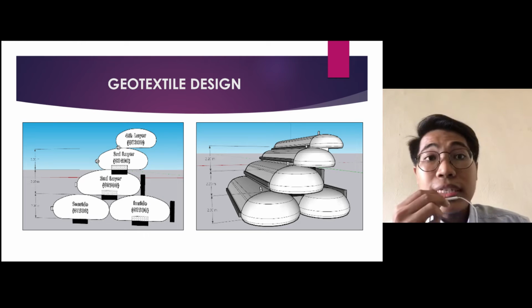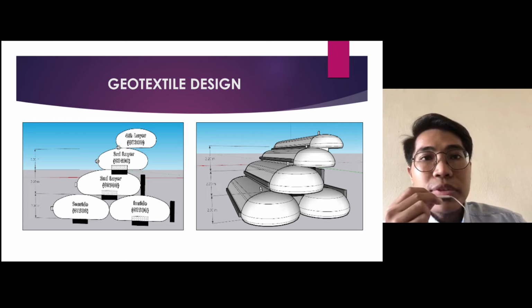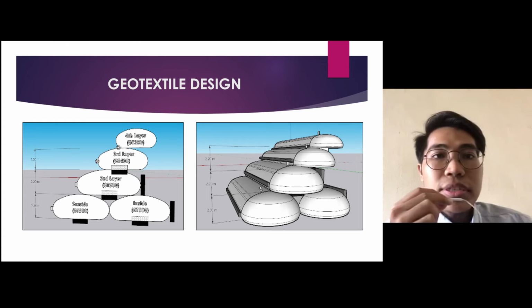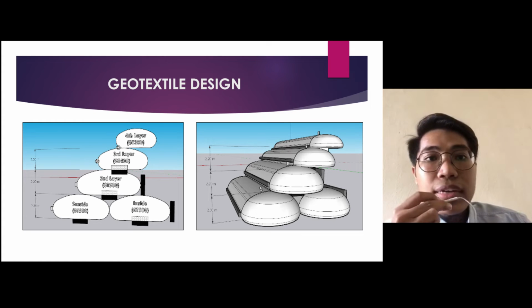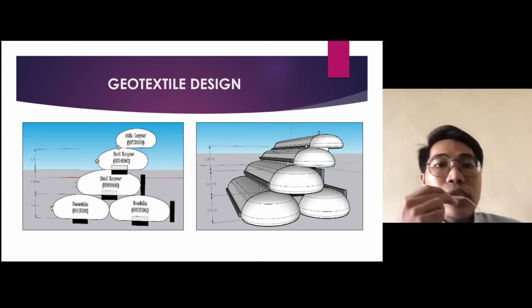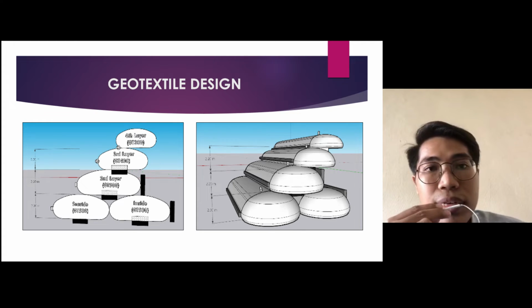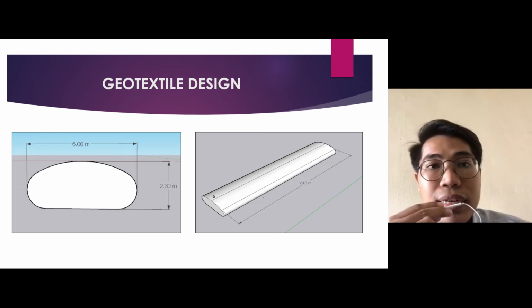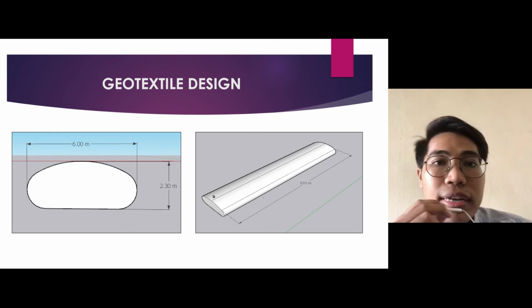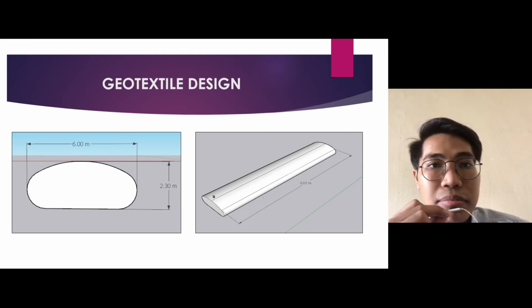Okay, next is the geotextile design. The figure shows the layout of the monitoring system, the three-dimensional layout of the geotextile, and also the cross-section of the geotextile tube. The cross-section has a height of 2.3 meters, and 2.2 meters, with a width of 6 meters. Moreover, the length can reach about 610 meters.